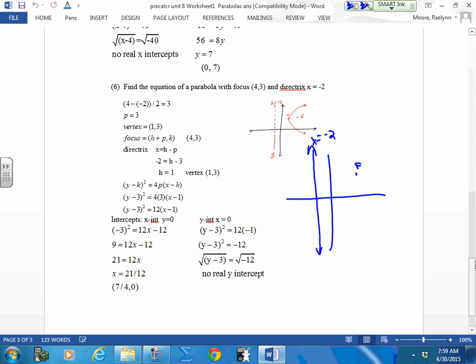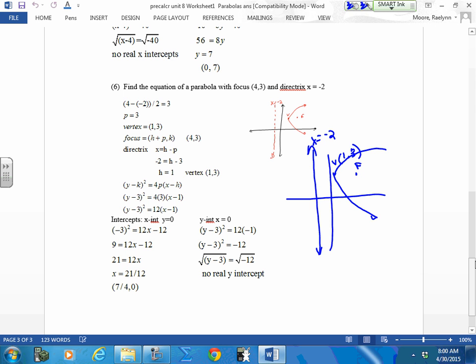But I need a vertex. So the vertex is halfway between the focus and the directrix, right? So figure halfway. You've got -2 to here, and then from here to here, we have 4. So we went 6 spaces. What's half of 6? 3. So either come this way 3 or this way 3. So your vertex is going to be here at 1, 3. Everybody good with that? Then draw your parabola.